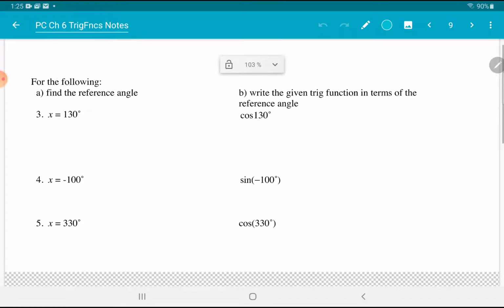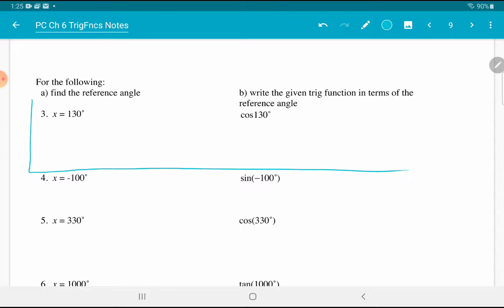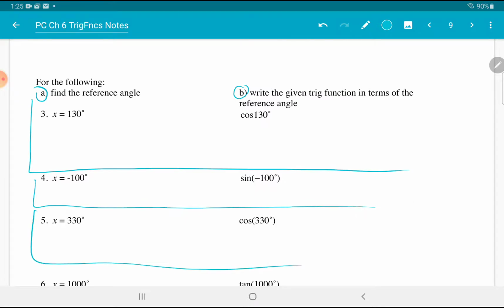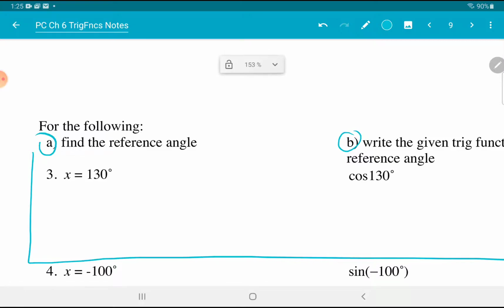For each of the following, what you're going to do is when you come to class, you're going to be working on these problems here, but we'll just do the first one together. This will be number 3, A and B. And then in class you'll do 4A and B, 5A and B, and so on. But what we're going to focus on here is x equals 130 degrees. I'm going to go ahead and establish a drawing again, show your work.